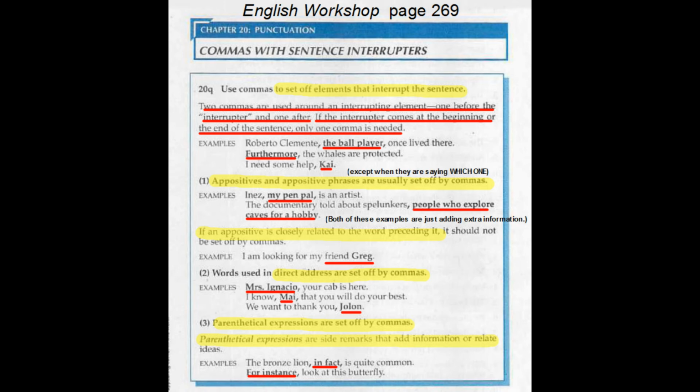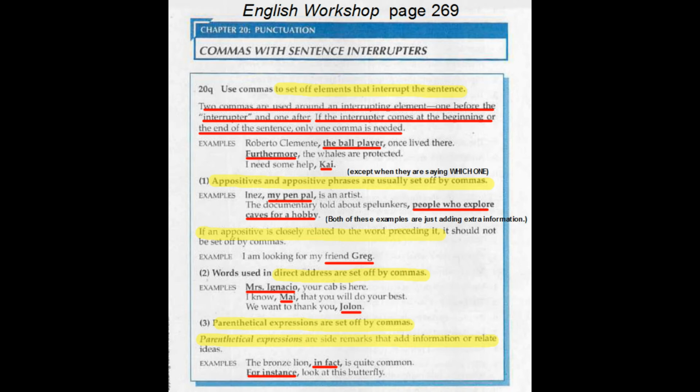Number 3, highlight. Parenthetical expressions are set off by commas. What are parenthetical expressions? They are side remarks that add information or relate ideas. So let's look at an example. The bronze lion, in fact, is quite common. Or the next one, for instance, look at this butterfly.